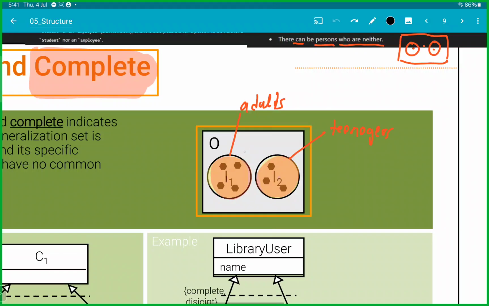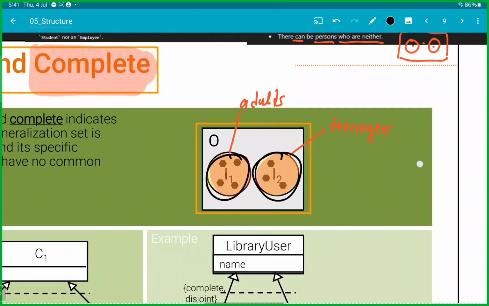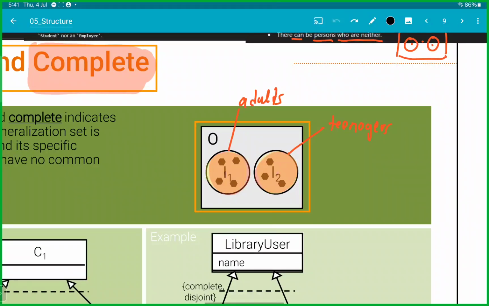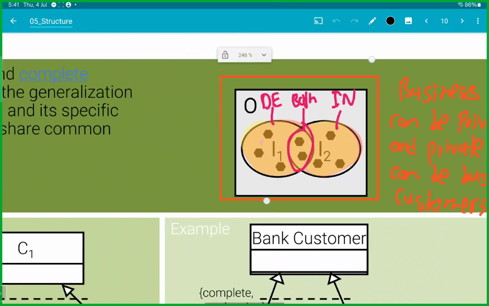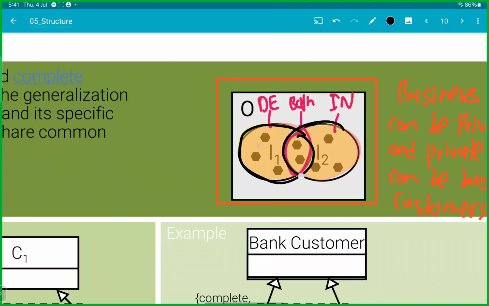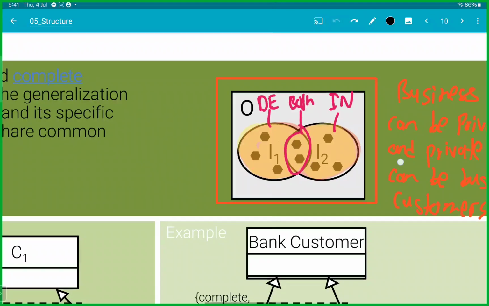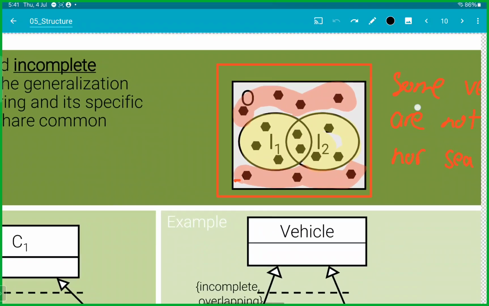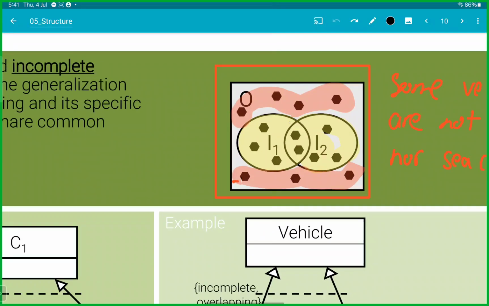Here every member is inside a subclass, so this is complete. And overlapping means you have two subclasses that overlap each other. And overlapping and incompleteness means not only do the two subclasses overlap each other, but you have members that are outside.